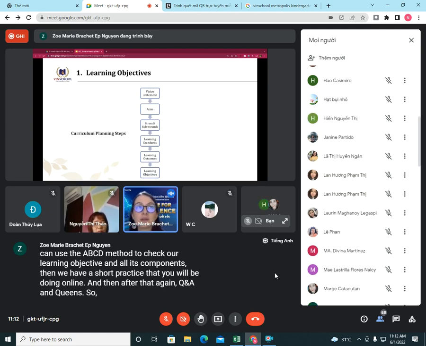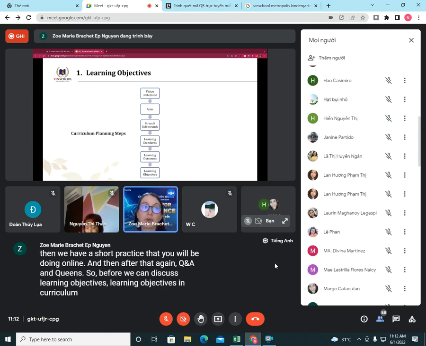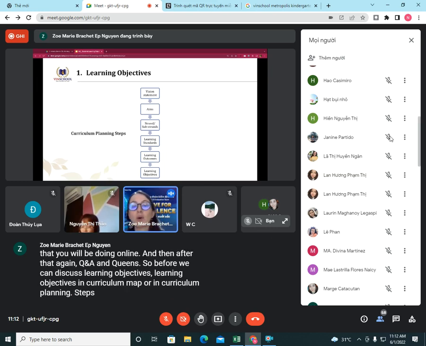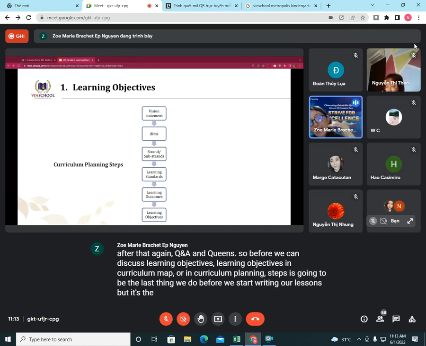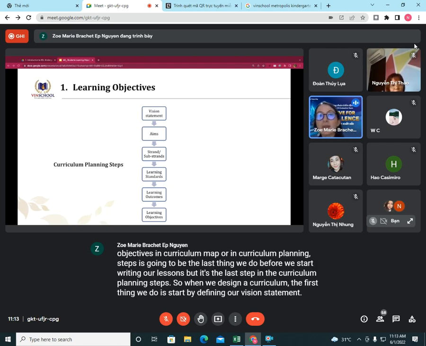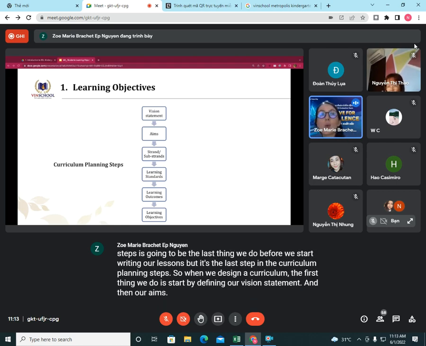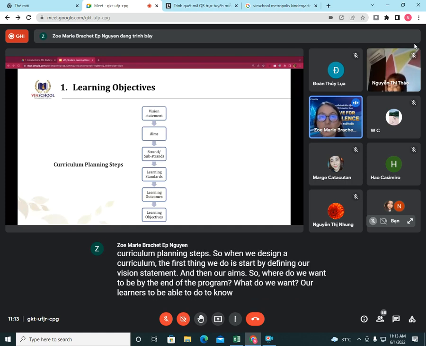So before we discuss learning objectives in the curriculum map or in the curriculum planning steps, it is going to be the last thing we do before we start writing our lessons. It's the last step in the curriculum planning steps. When we design a curriculum, the first thing we do is define our vision statement and then our aims. So where do we want to be by the end of the program? What do we want our learners to be able to do and to know by the end of the program?